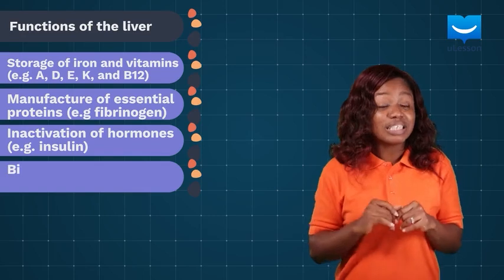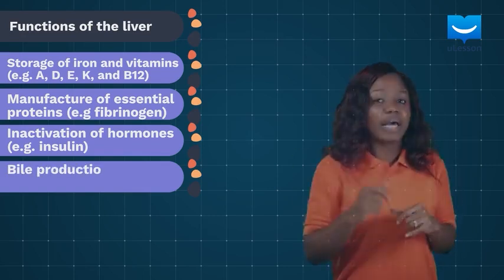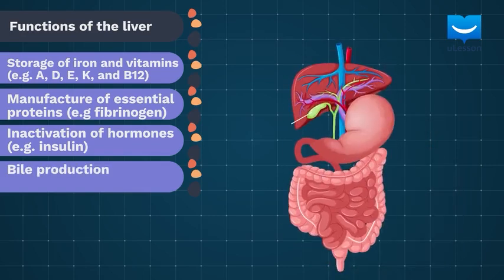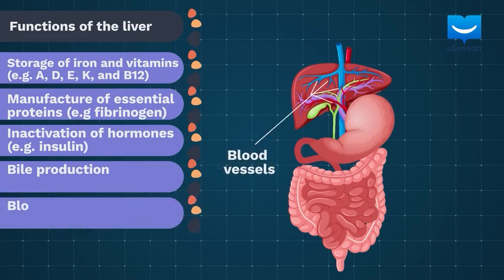Very importantly, the liver produces bile, which is stored and concentrated in the gallbladder. Bile is a pigment that helps in the emulsification or breakdown of fats in the small intestine. Bile also takes waste away from the liver. Because the liver is supplied by a large network of blood vessels, it functions as a store for significant amounts of blood. That's a lot.